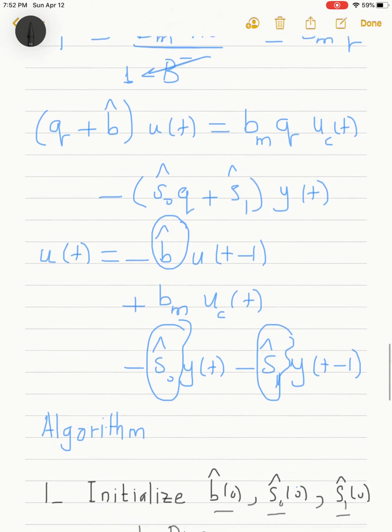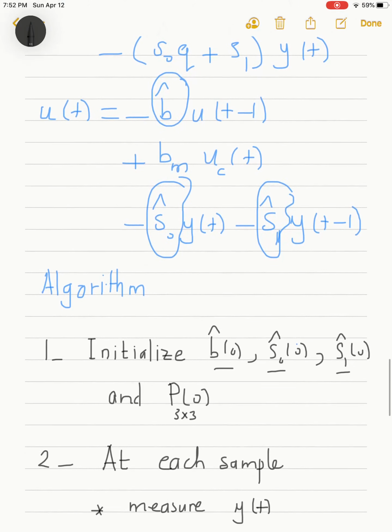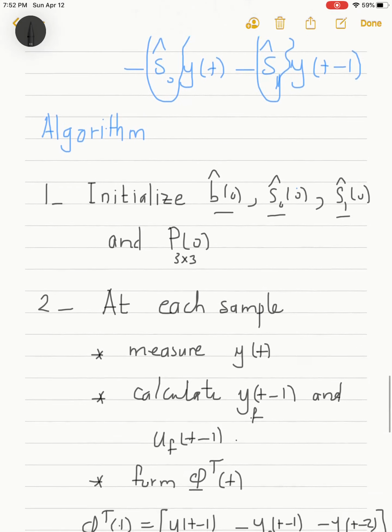Well, if we implement the previous example as a direct self-tuning regulator, we can adopt the following algorithm. First, we are going to initialize the parameters b hat of 0, S node hat of 0, and S1 hat of 0. And of course, we will have the covariance matrix, 3 by 3.